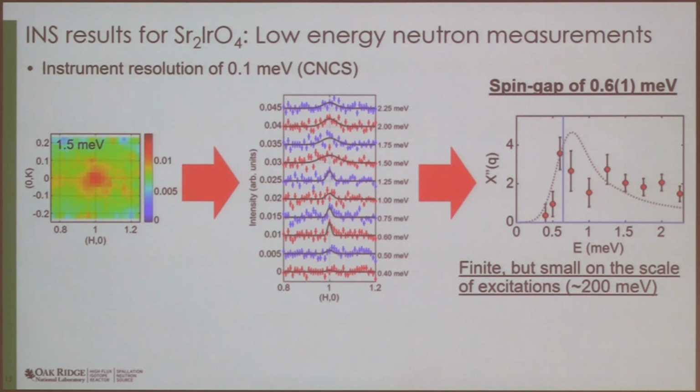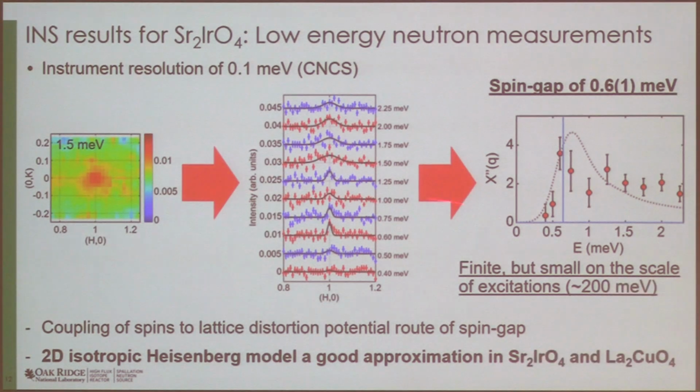Around about the same time that we published this work, there was another measurement, and they didn't use these large detectors. They just did a triple axis measurement, and basically they couldn't even see anything below 2 MeV. So yeah, it's not great, but it's the best we have. There is a very small gap, but essentially on the order of the excitations, we can use this simple two-dimensional isotropic Heisenberg model and map the physics onto the cuprates.